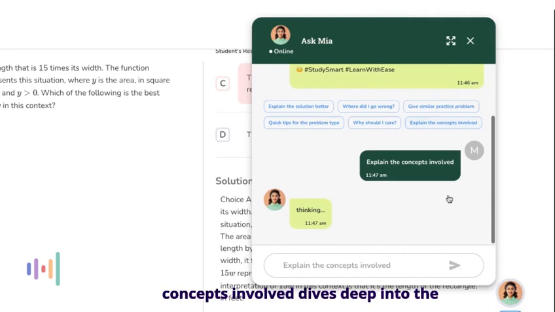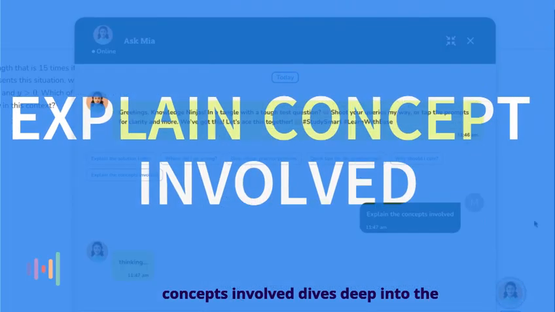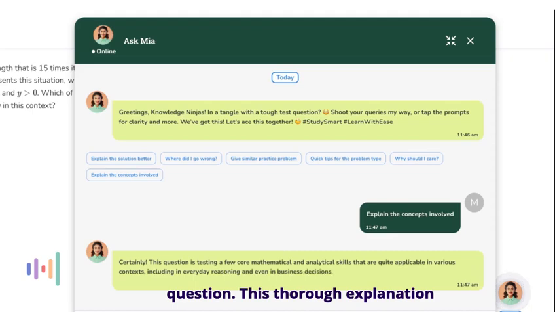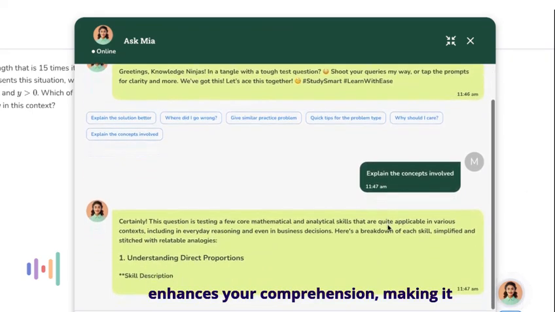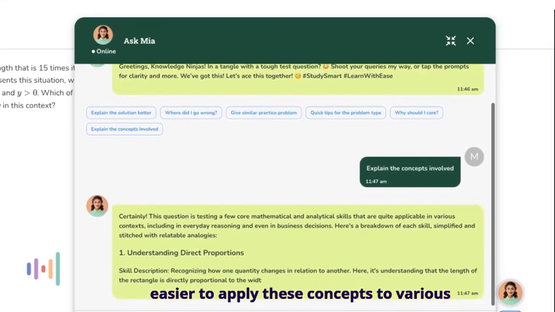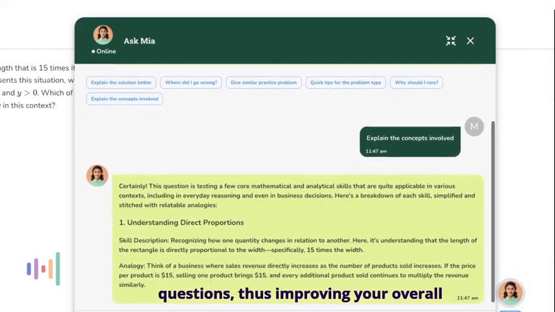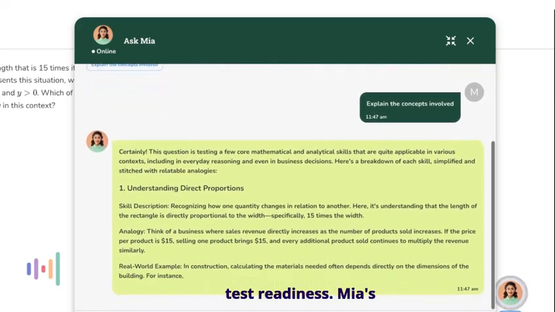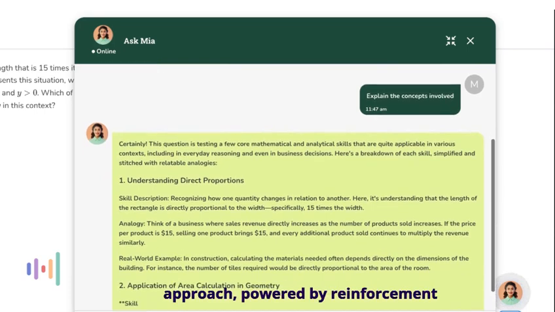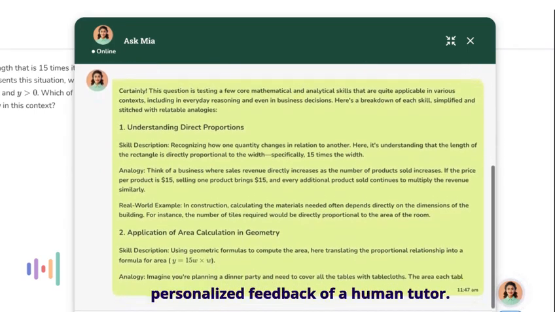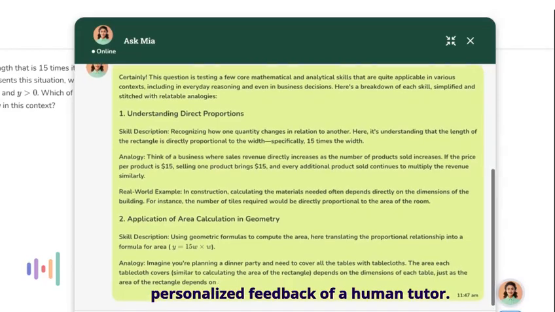Finally, Explain the Concepts Involved dives deep into the underlying principle related to the question. This thorough explanation enhances your comprehension, making it easier to apply these concepts to various questions, thus improving your overall test readiness. Mia's approach, powered by reinforcement learning, is designed to mimic the personalized feedback of a human tutor.